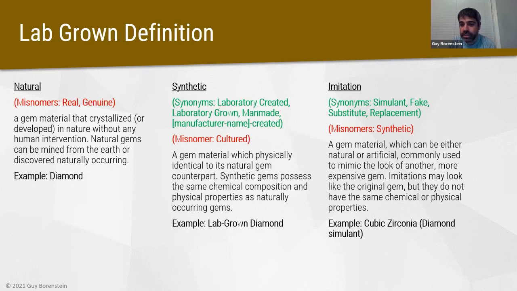With the imitation, we can use the words simulant, fake, substitute, replacement, depending on whether you want to go to the positive or the negative side. It's better not to use the word synthetic, because synthetic means that something was created in a lab, and an imitation could also be natural. For example, white sapphire or colorless zircon can also be used as a diamond simulant.